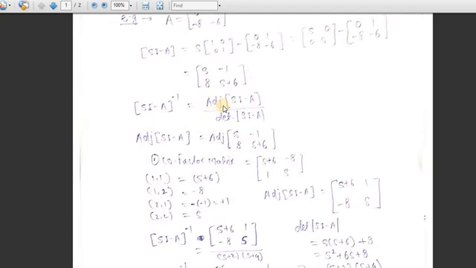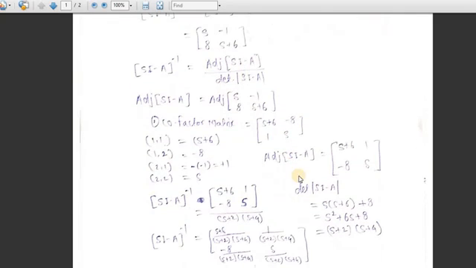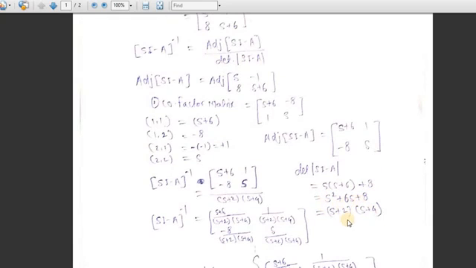Finding the inverse matrix is nothing but the adjoint matrix divided by the determinant. The determinant of sI minus A is s into s plus 6, plus 8. If I solve it, we get a second order equation. This quadratic equation has two factors, s plus 2 and s plus 4. So this is the determinant of sI minus A.